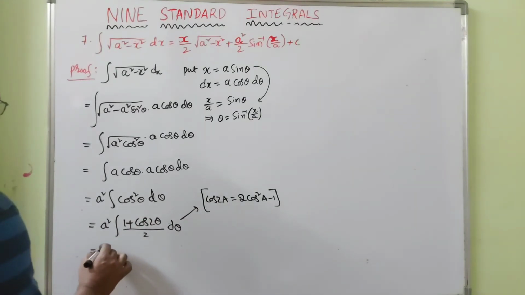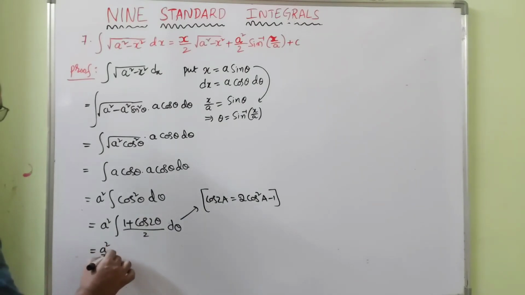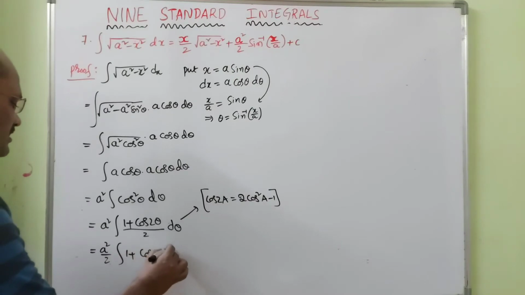Now 1 by 2 is a constant, write it outside. The remaining thing is 1 plus cos 2 theta d theta.